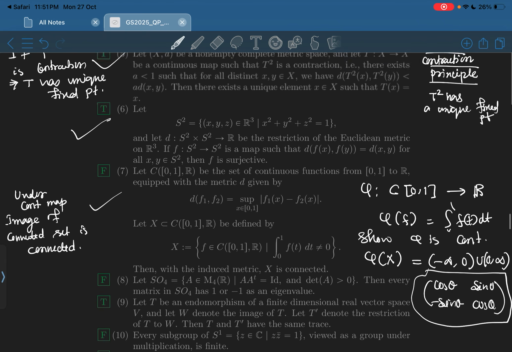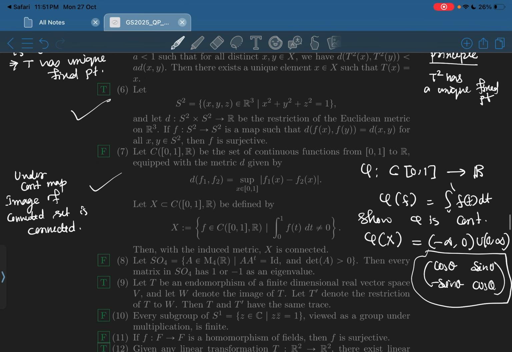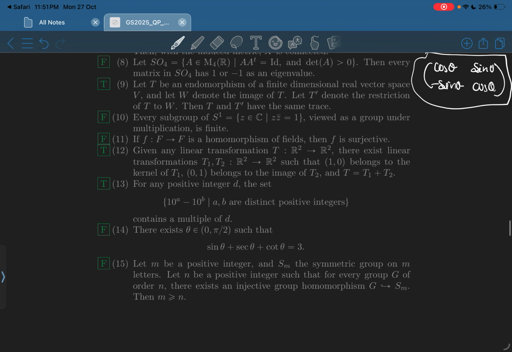So now, this is problem number 9. So now what is problem number 10? Every subgroup of S1, a group under multiplication, is finite. It's completely false. Why? You can just take e to the power 2 pi i times r, where r is an irrational number.